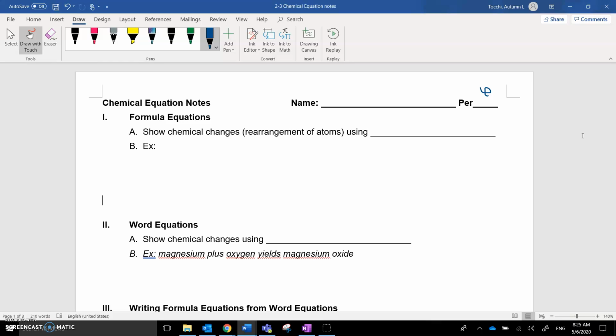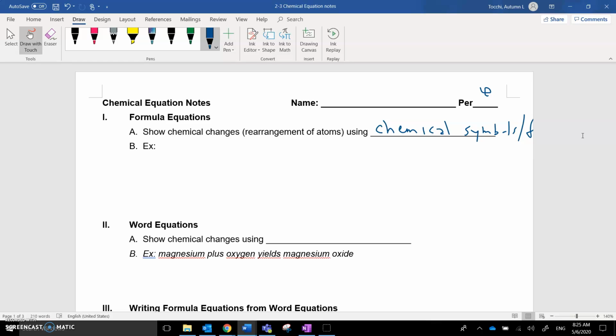So when we talk about formula equations, we want to show chemical changes or the rearrangement of atoms using chemical symbols or using a chemical formula, right? This is chemical symbols or formula. Oop, apparently I can't write over there. So I just want to give an example here, right?